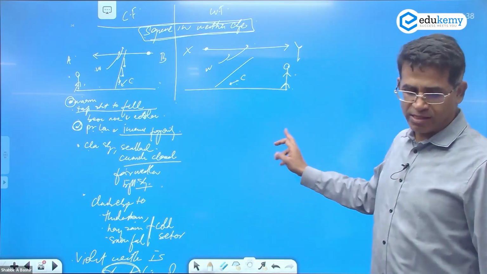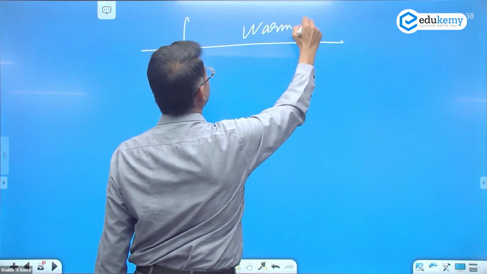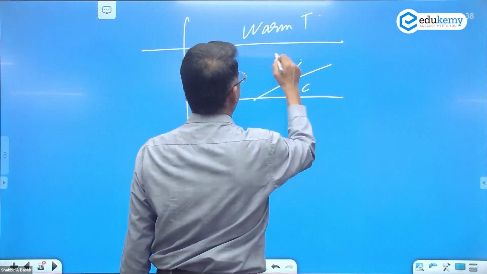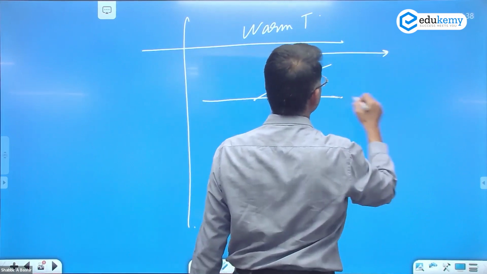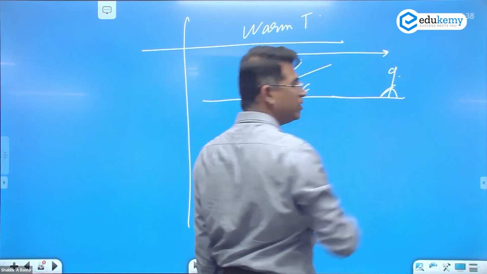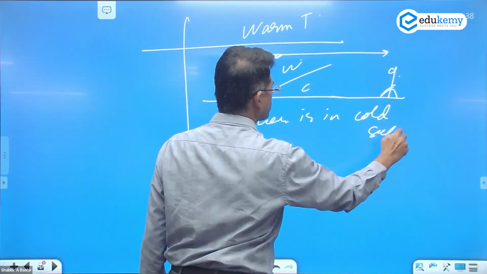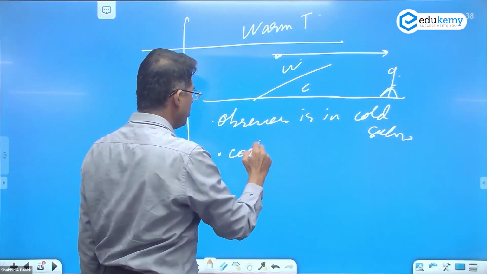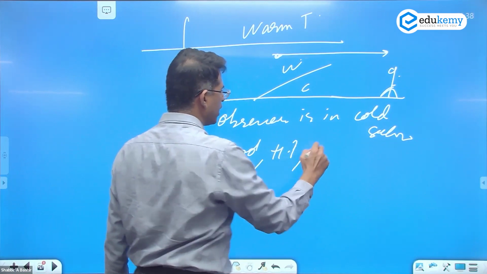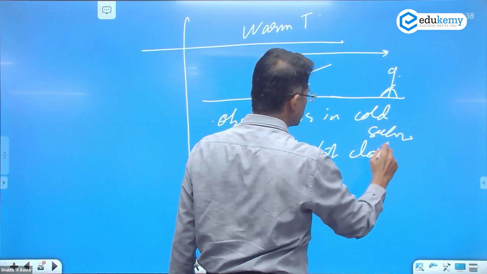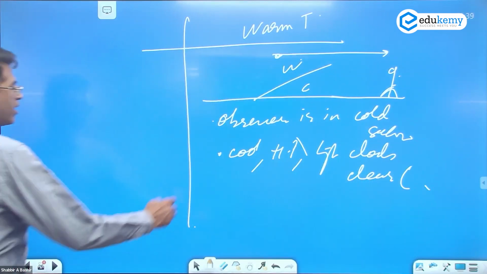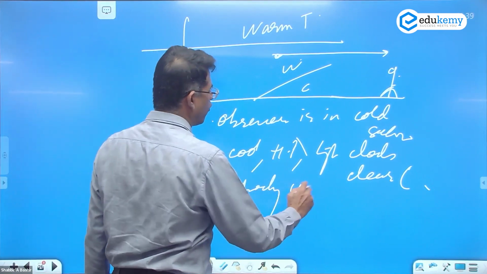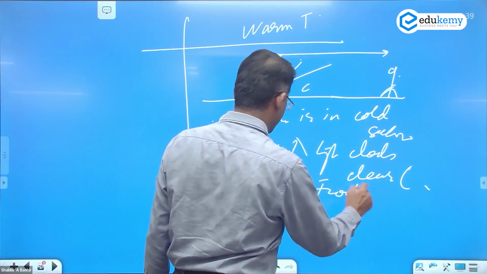Now come towards the warm front. It's moving towards this. So the observer is in the cold sector. What are the conditions in the cold sector? You are feeling cool. There is high pressure. There are high clouds. And it is clear sky. Now there is an approaching warm front. Now you tell me what is going to happen.